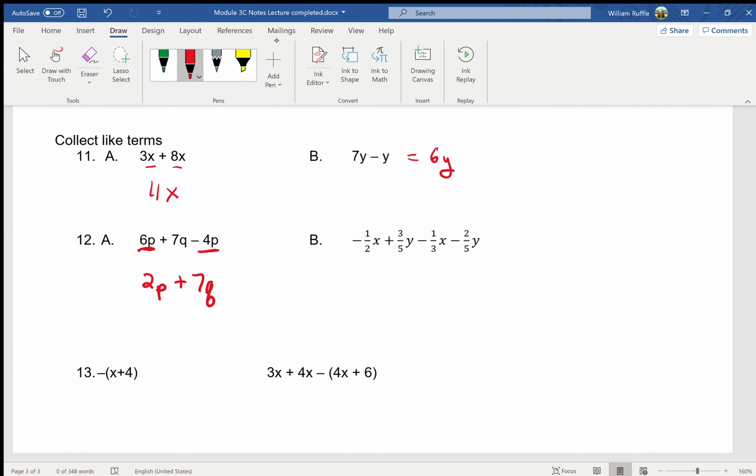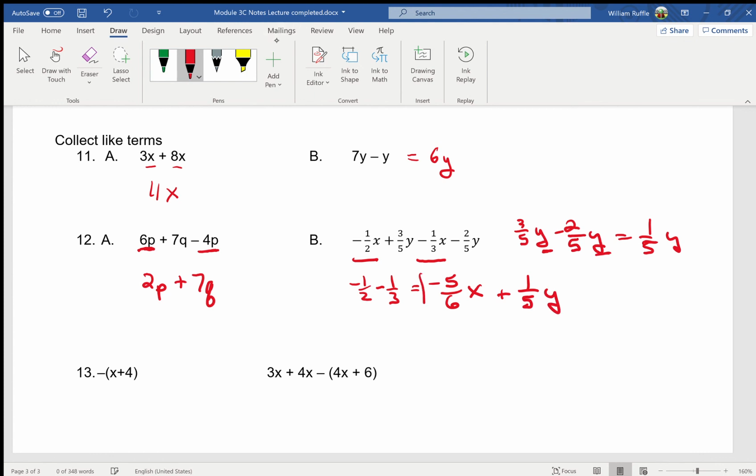Let's identify our like terms here. I've got negative 1/2 x here and negative 1/3 x here. So this is really negative 1/2 minus 1/3, which is equal to negative 5/6. And so then I just put the x because I'm combining those two. Now my y's, I have 3/5 y minus 2/5 y. They're like terms. 3/5 minus 2/5 is 1/5 y. So this is really plus 1/5 y. We're just combining our like terms, and that's all we're doing. Very simple.